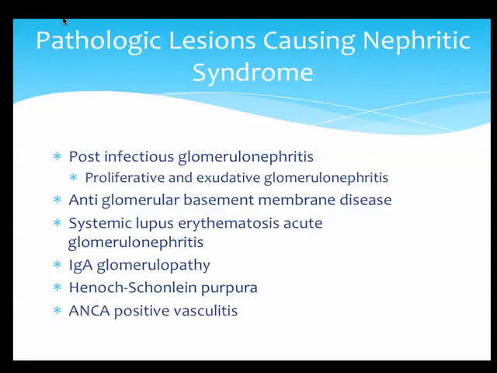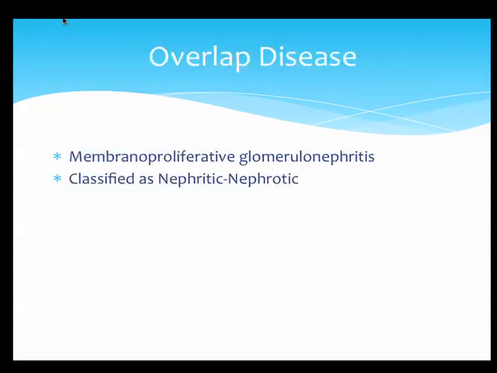And then finally, there are disease processes that produce a vasculitis that in turn results in glomerular changes and results in nephritic syndrome. Many of these are associated with anti-neutrophil cytoplasmic antibodies.